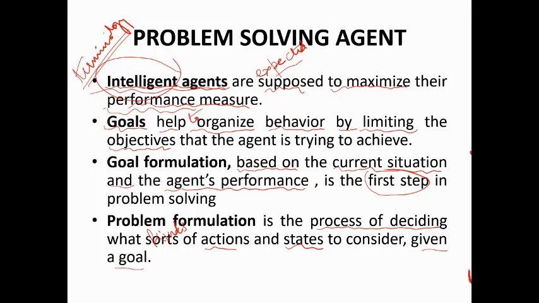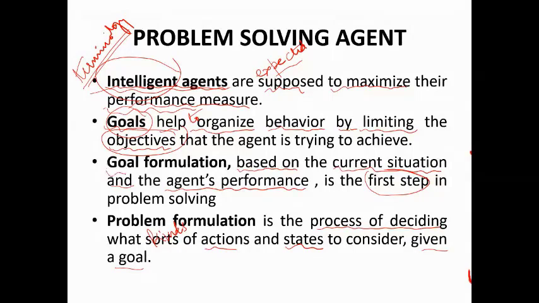Number two is about the goals. The goals help the agent to organize behavior by limiting the different objectives, goals, targets. By this way the agents concentrate on just a few objectives, and it can try its best to achieve the goal.